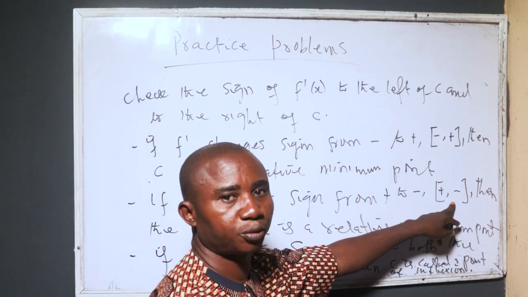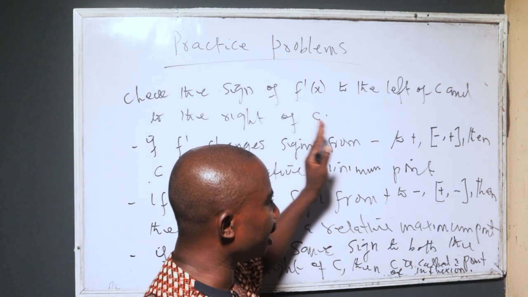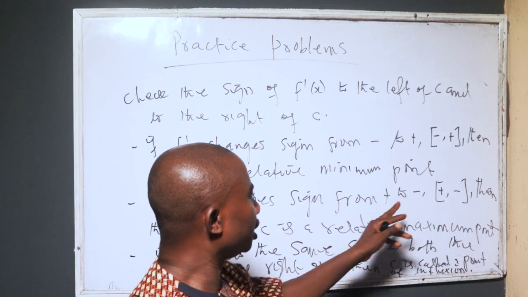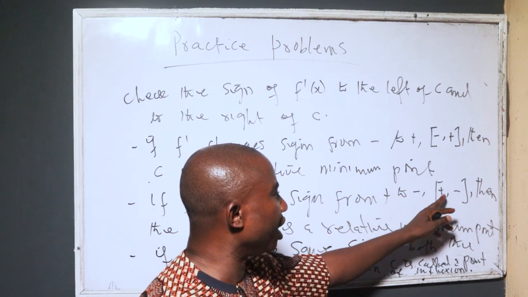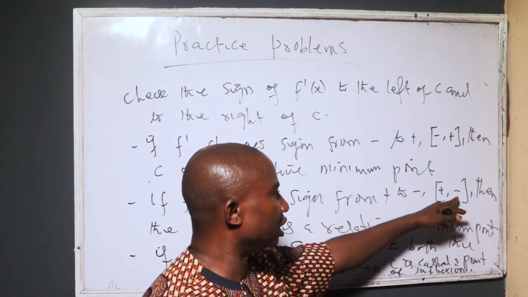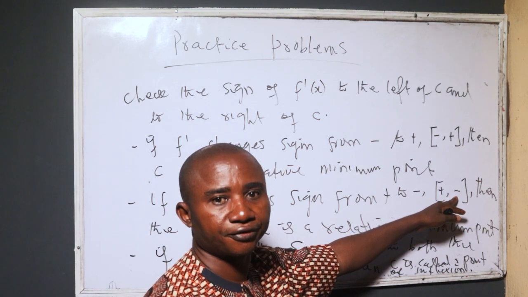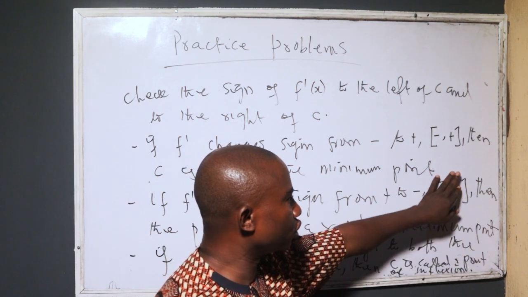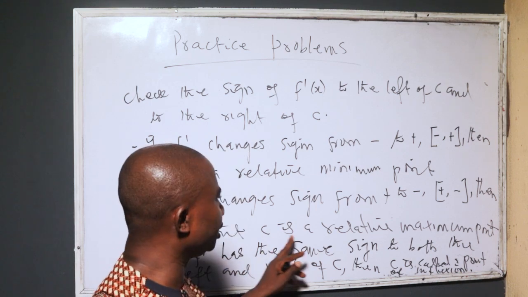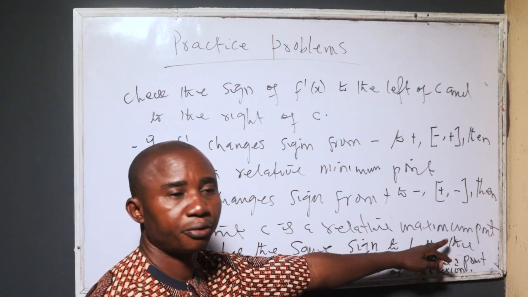But if you have this box, meaning to the left hand side of the critical point C, the derivative remains positive, and to the right hand side of C, the sign of the derivative of your function remains negative. So you have this box. When you have this box, the point C is a relative maximum point.